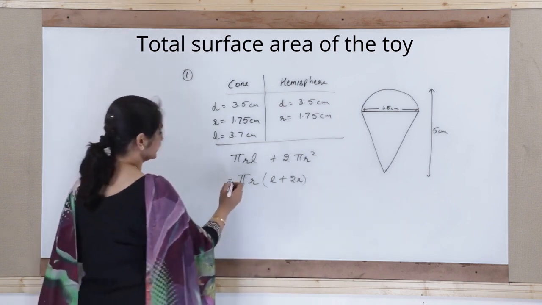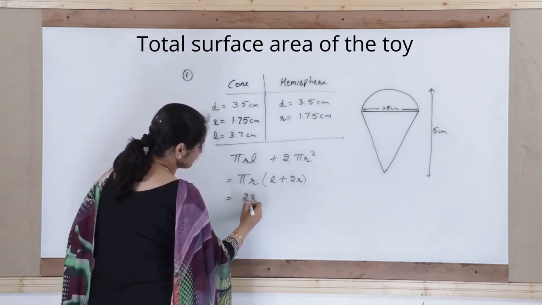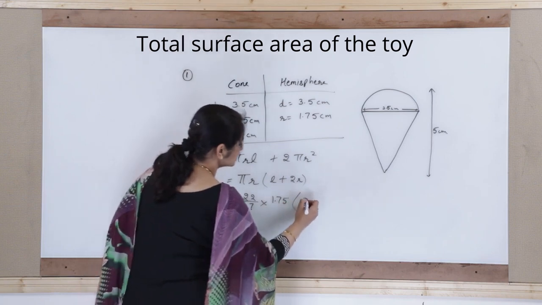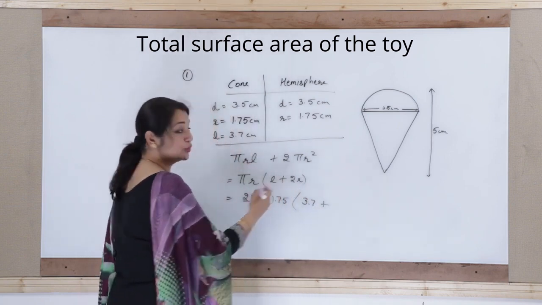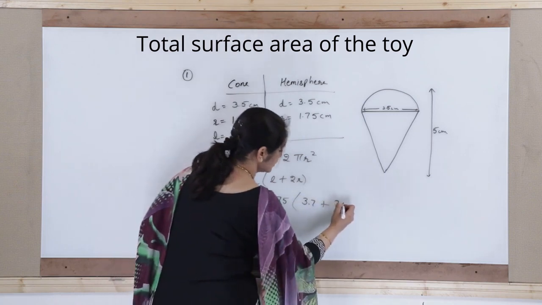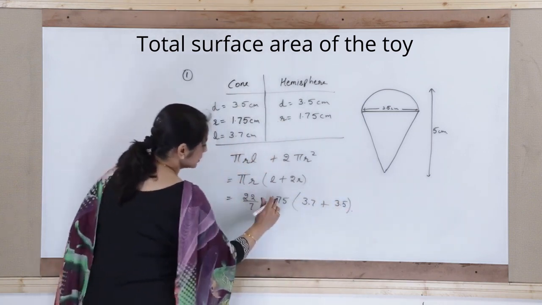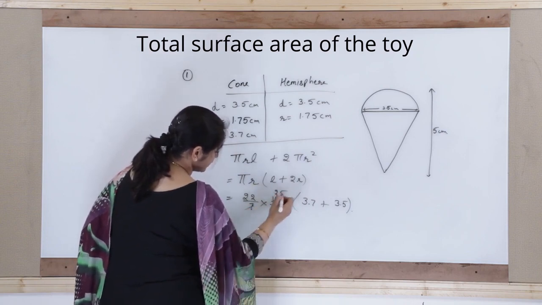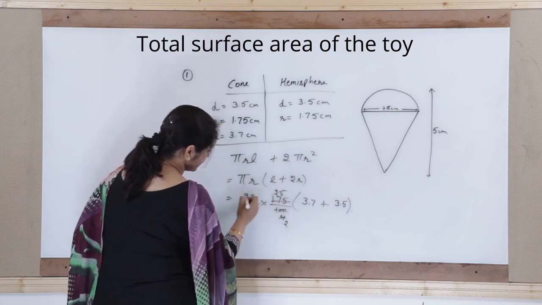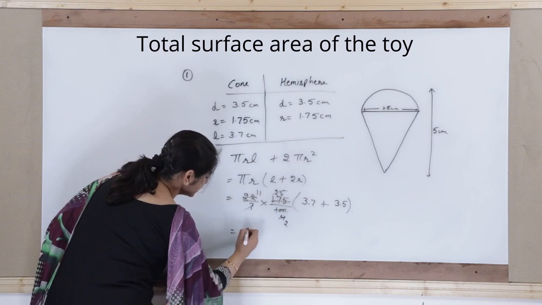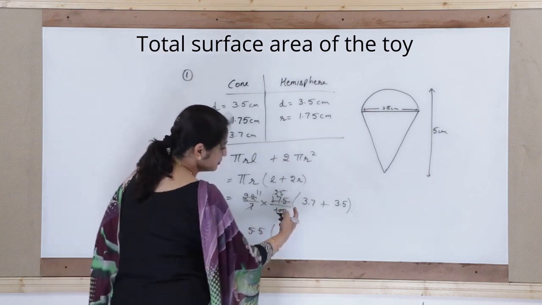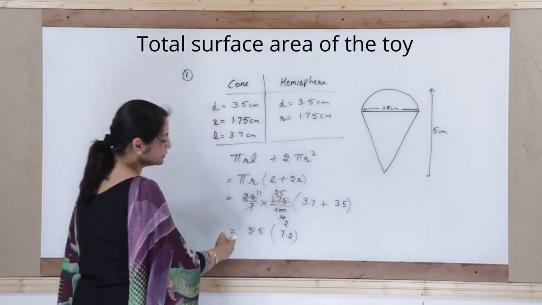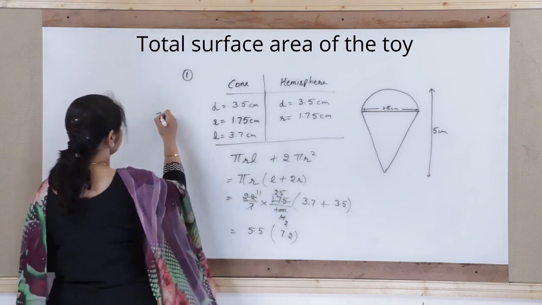Now putting the values, pi is 22 upon 7, into r. r here is 1.75. Then l, which is 3.7, and 2r. 2r will mean the diameter, that is 3.5 centimeters. So here, if I remove this decimal, 7 into 15 and 7 into 35 gives 4 here, 11. Now 11 upon 2 will give us 5.5, and inside the bracket we will have 7.2, adding 3.7 and 3.5. Now we need to multiply 7.2 with 5.5.